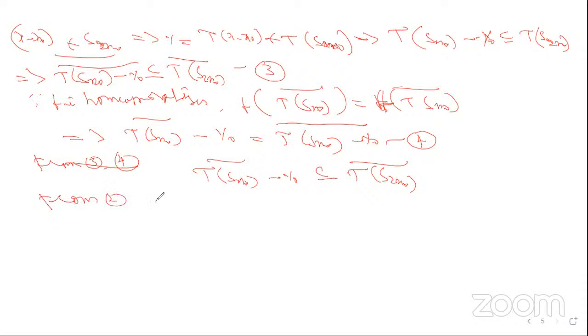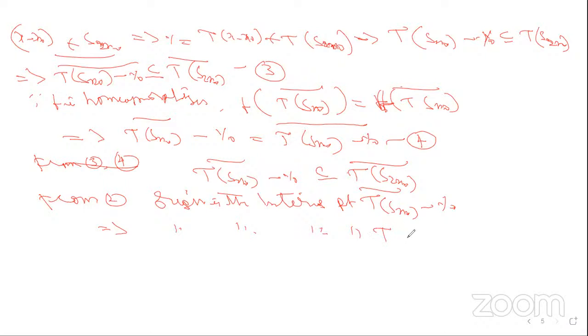So from 2, the origin is the interior point of T of S_n0 bar minus y0. Similarly, the origin is the interior point of T of S_2n0 whole bar. The origin is the interior point of T of S_1 bar.